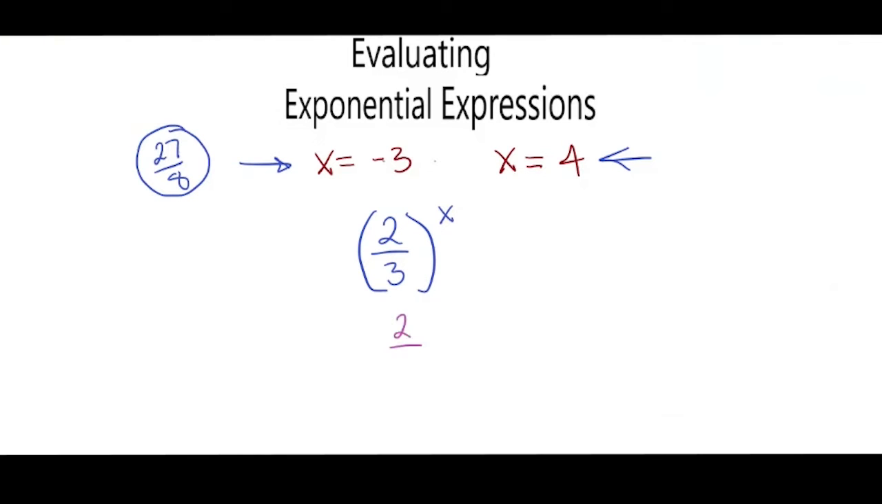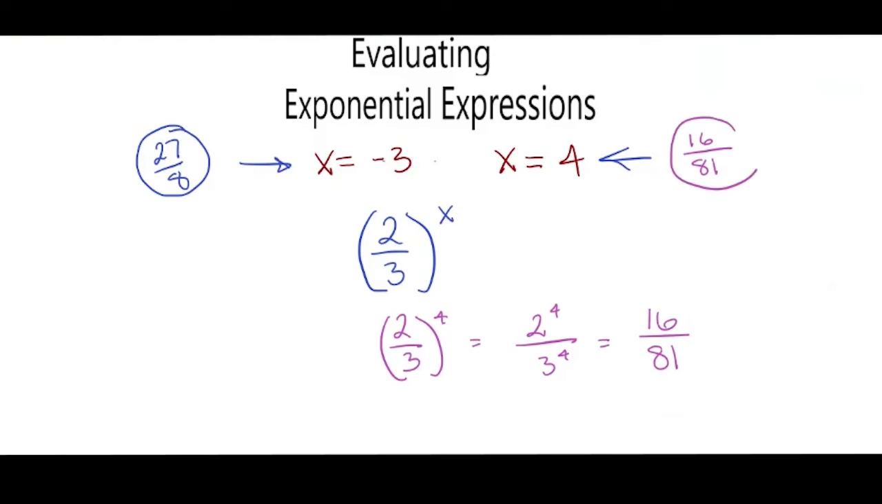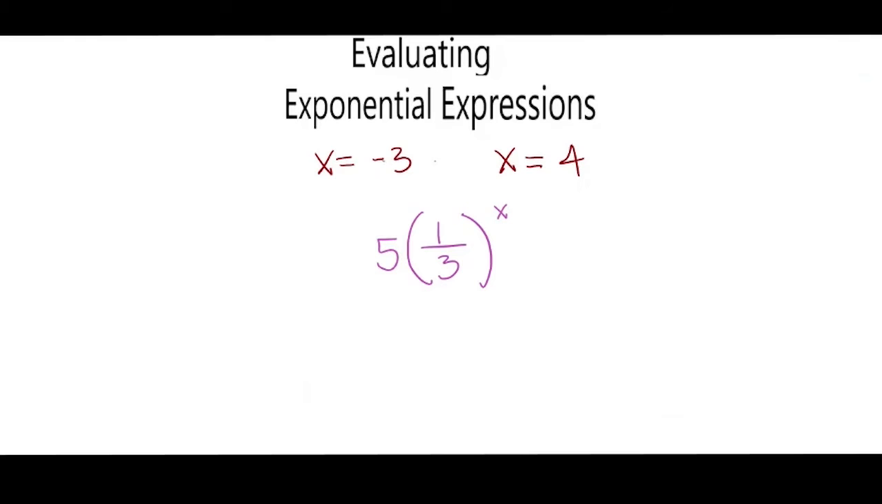So 2/3 raised to the 4th power means that we raise 2 to the 4th power and 3 to the 4th power. So 2 times 2 times 2 times 2 is 16. And 3 times 3 times 3 times 3 is 81. So when x is 4, the value of this expression is 16/81. Here we have 5 times 1/3 raised to the x power.